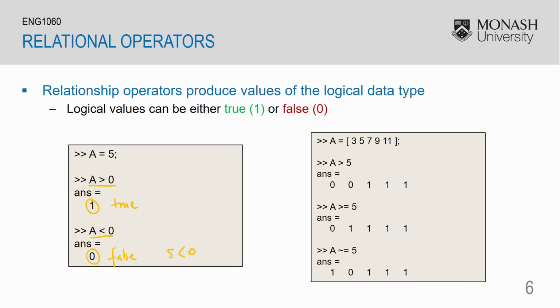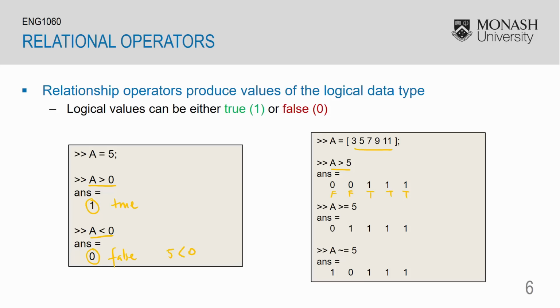We can also operate on matrices. So consider having A as a row vector containing the numbers 3, 5, 7, 9, and 11. If we were to type in A greater than 5, we'll get false, false, true, true, true. This means that 3 is not greater than 5 for the first element, 5 is not greater than 5 for the second element, 7, 9, and 11 are all greater than 5 for the last 3 elements.